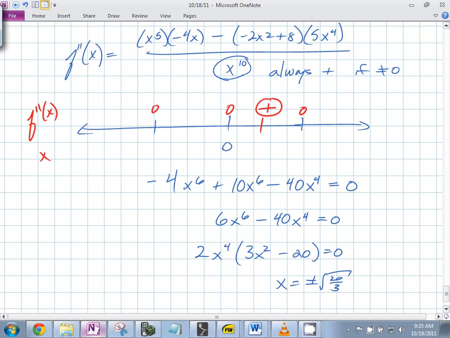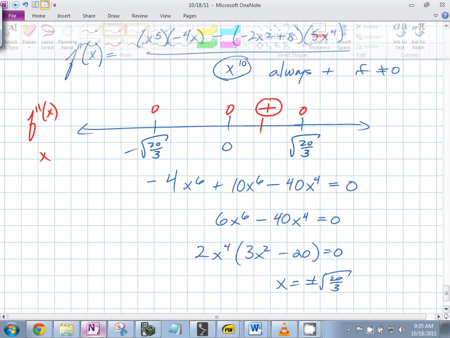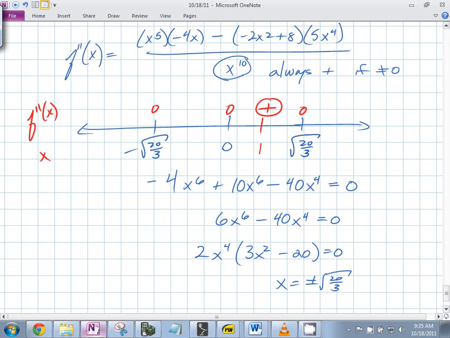So if we plug in the 1, are we still at positive? Yes. Oh, no. Wait, we're not. No, this is where it changes, though. If we plug in 1 there, what's the first derivative going to be? Negative. If we plug in -1, what's it going to be? Negative. It's still negative. Look, the 6 is always positive, and that's always positive. What's 6 minus 40? Negative.